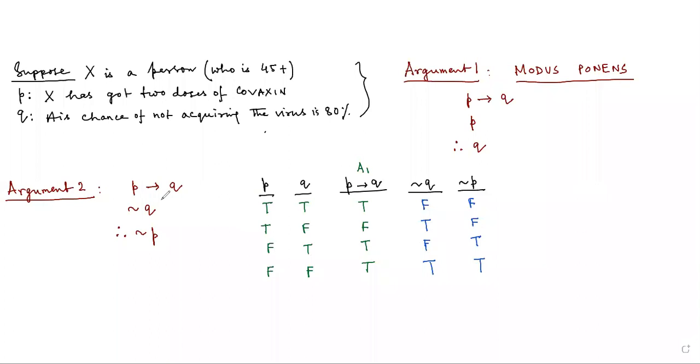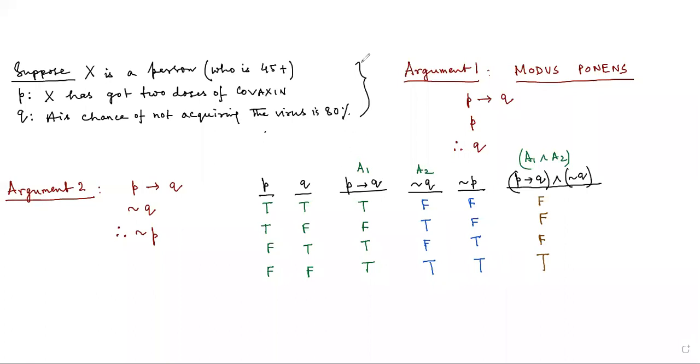Now, according to the argument, what do we need to find? We need to find the sixth column, which is P implies Q and not Q, because you know that it is your A2 and we need to find A1 and A2. P implies Q means this one and not Q means this one. Now for AND, both of them have to be true, otherwise it is false. So obviously this will be false because it is true but that is false. This will be false because it is false and it is true. Here also it is false. And the last one is true.